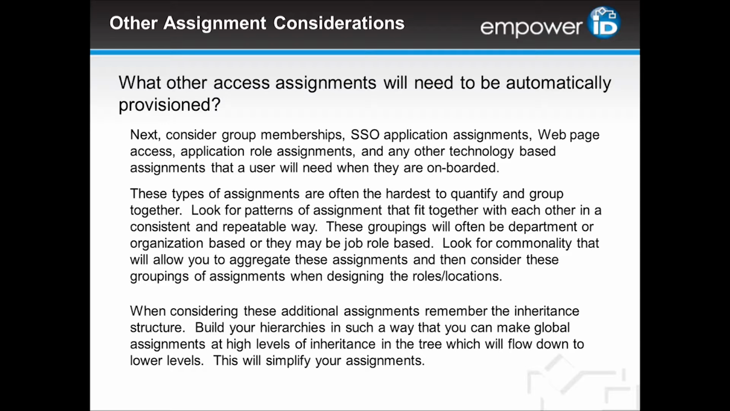Now, when considering these additional assignments, remember the inheritance structure. So build your hierarchies in such a way that you can make global assignments at high levels of inheritance in the tree, and then these will flow down to the lower levels. It's simply a way to simplify your assignments and make it easier on you for creating those configurations.